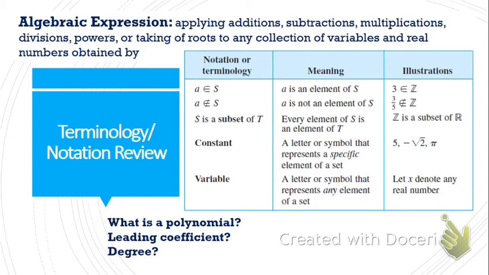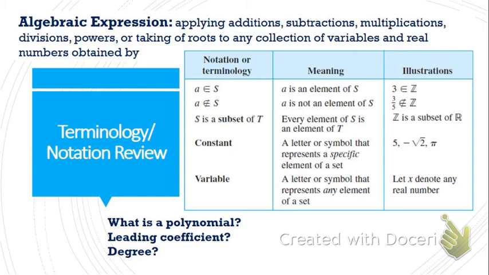A constant is going to be a letter or a symbol that represents a specific element of a set. Usually when we're talking about constants, we're talking about numbers, things that their value does not change. 5 is always 1, 2, 3, 4, 5. Variables, on the other hand, have values that can change. That's why we use a letter there, and we can substitute different numbers in and see what happens.